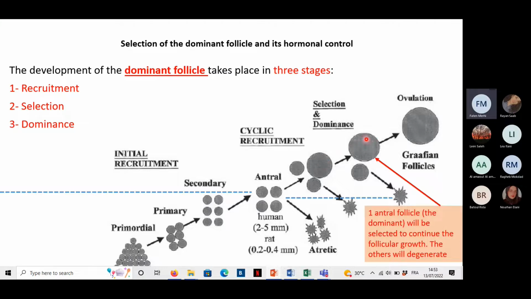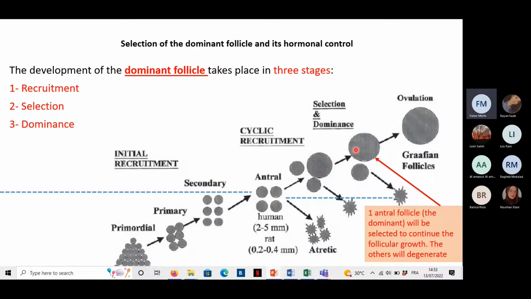So this follicle can grow due to the presence of estrogen, because the estrogen can act in a paracrine and autocrine manner on the granulosa cells themselves and induce their proliferation. So the estrogen also affects the growth of the follicles.